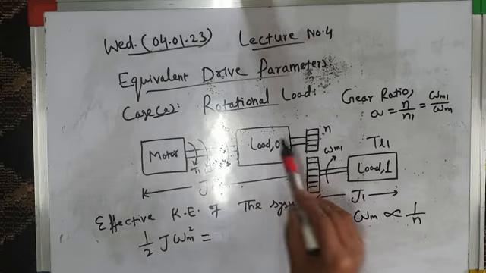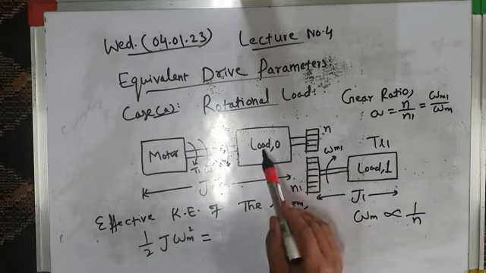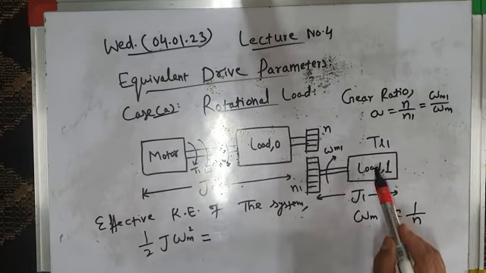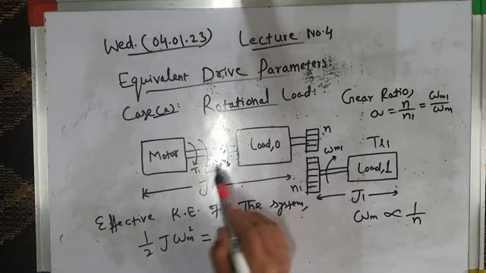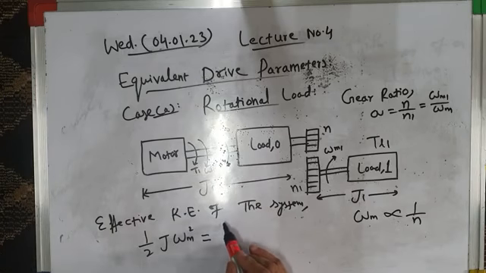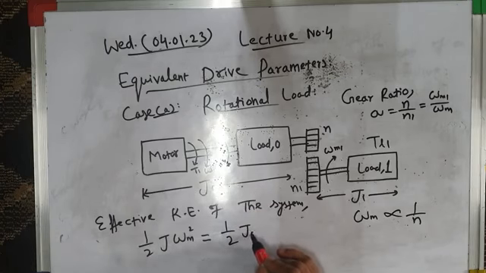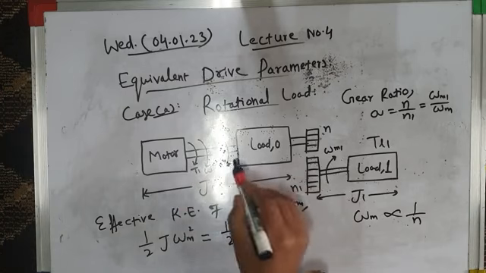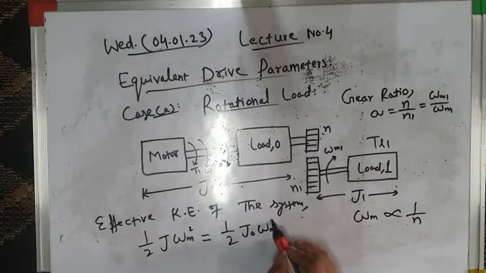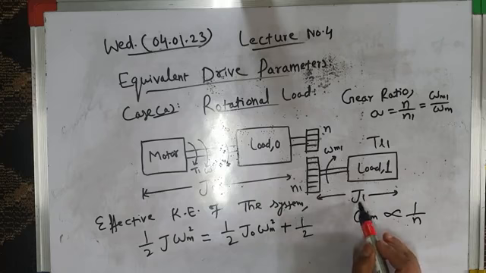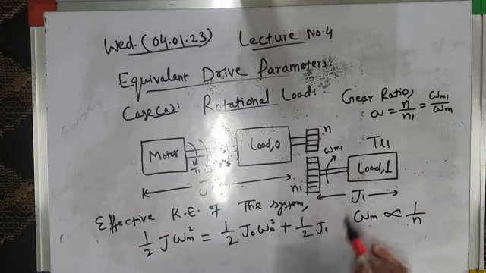Number one, kinetic energy in this motor and load 0 arrangement, plus the kinetic energy stored in load 1. What is the kinetic energy stored in this system? It is given by half of the moment of inertia of this mechanism, J naught. And what is the speed at which motor and load 0 run? It is omega m. So it is half of J naught omega m square, plus the kinetic energy stored in this load, half of the moment of inertia of this load, J1, and at what speed it is running, omega m1 square.